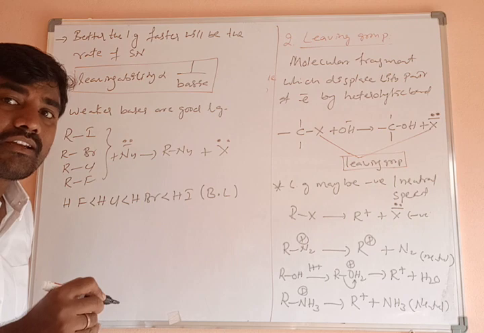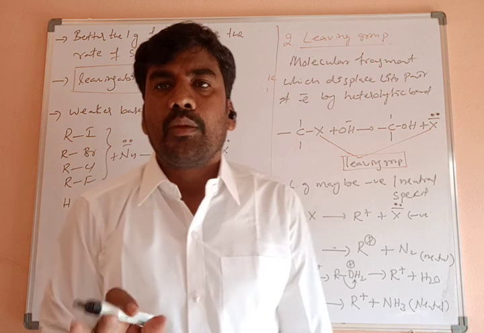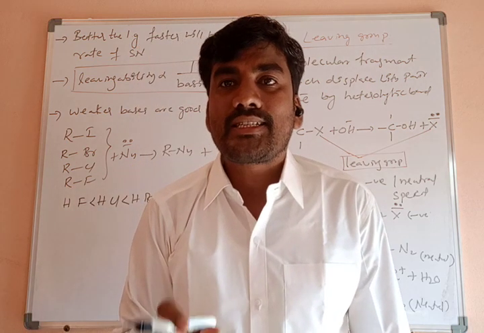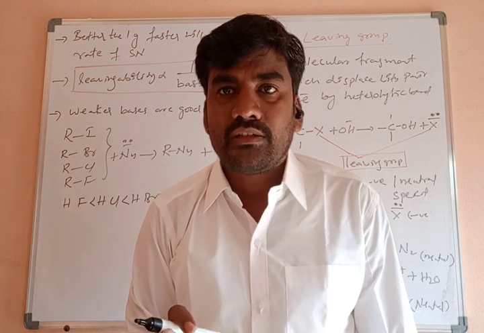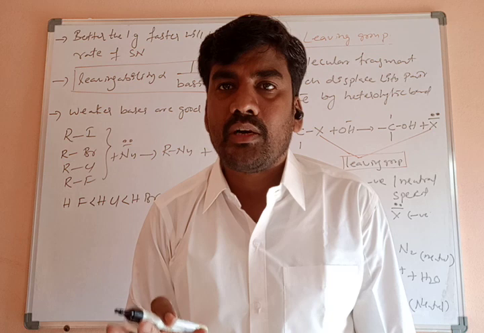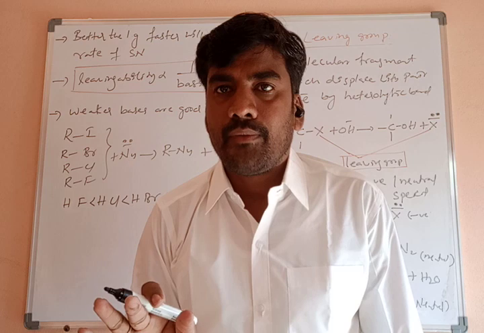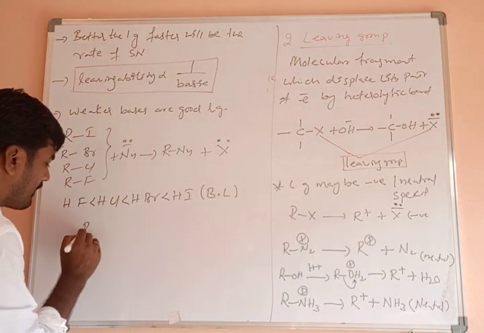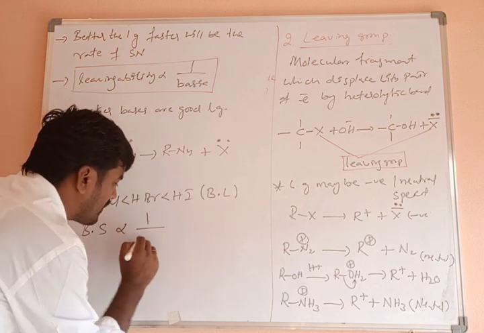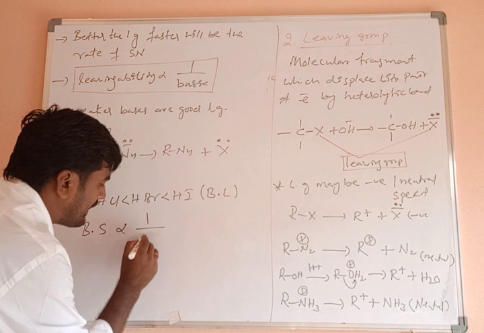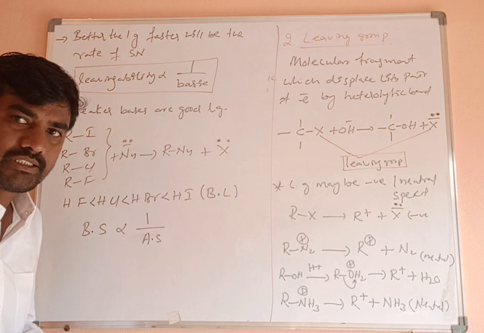Next I am writing the acidic character of these hydrogen halides. The acidic strength of hydrogen halides can be compared with the bond strength of the hydrogen-halogen bond. The bond strength, BS, of hydrogen and halogen is inversely proportional to the acidic strength, AS. What is the meaning of AS? Acidic strength. What is the meaning of BS? Bond strength, not basic strength.